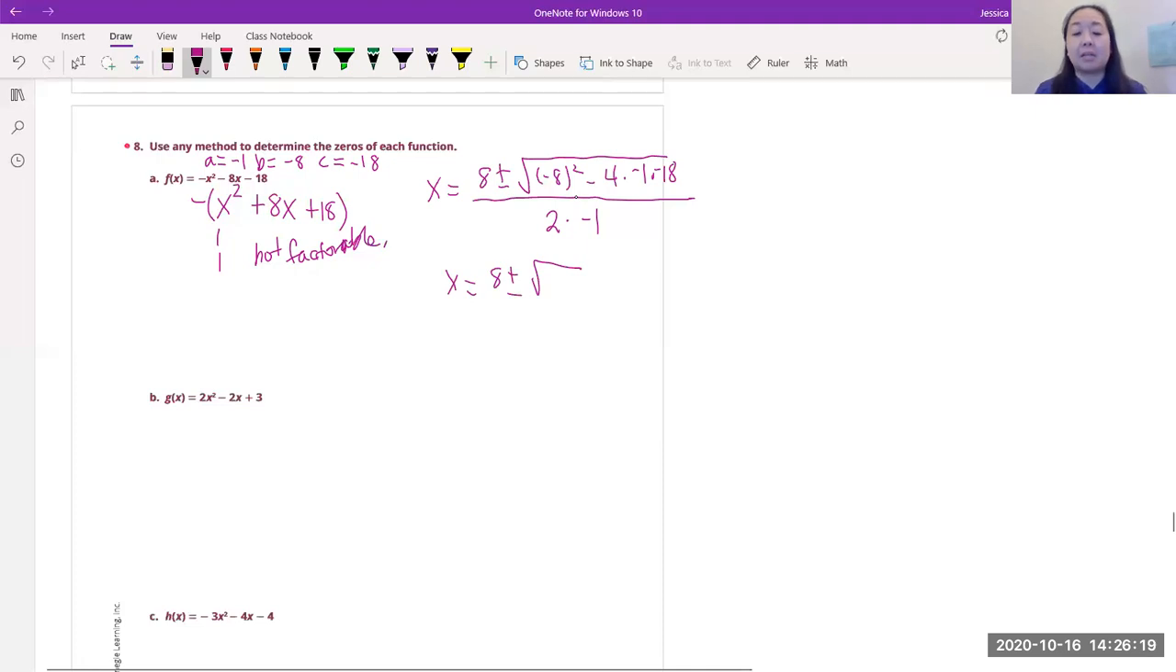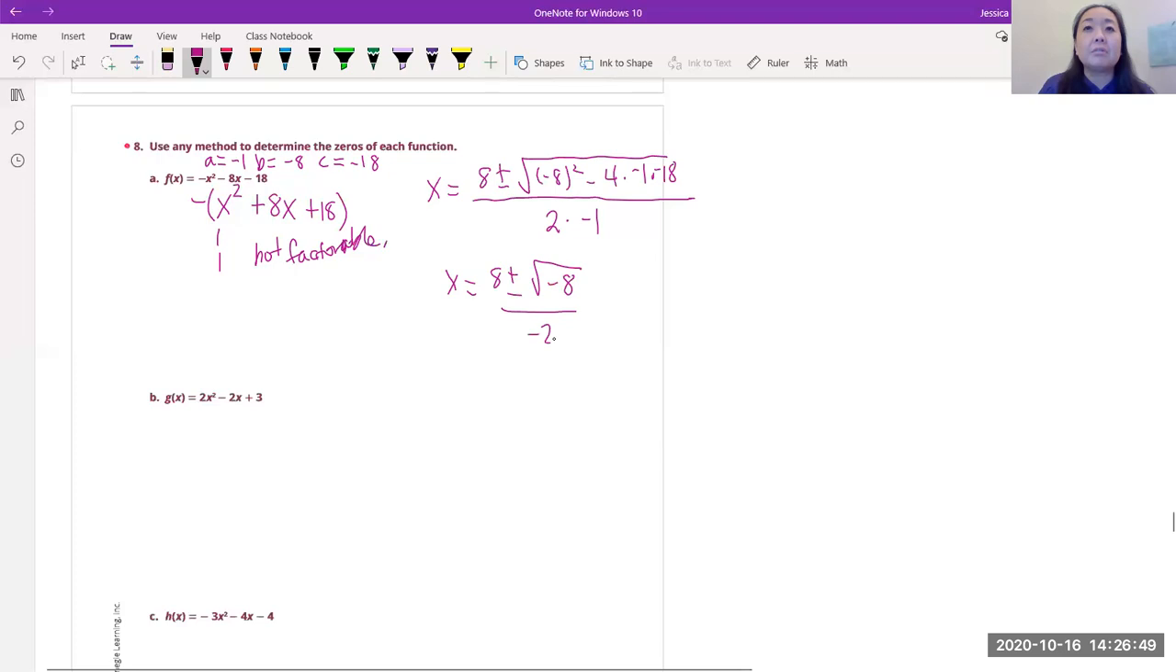I'm going to do this on my calculator. So I'm going to put in -8 squared. Please make sure you put in the parentheses. Minus 4 times -1 times -18. Notice when I'm multiplying, you don't have to put in the negative, so I don't. This is what I got. Did you get what I got? -18. Oh, I mean -8. Okay, so that should be -8 right there.